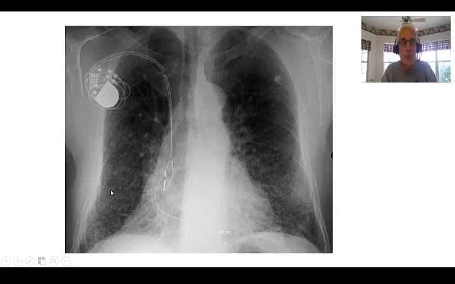This is primary pulmonary fibrosis or idiopathic pulmonary fibrosis in a patient who was very near the end of his life. And you see the scarring of all that fibrotic change. Now he also has a pacemaker, and notice that this pacemaker is dual chambered. There is a lead in both the right and left ventricle.